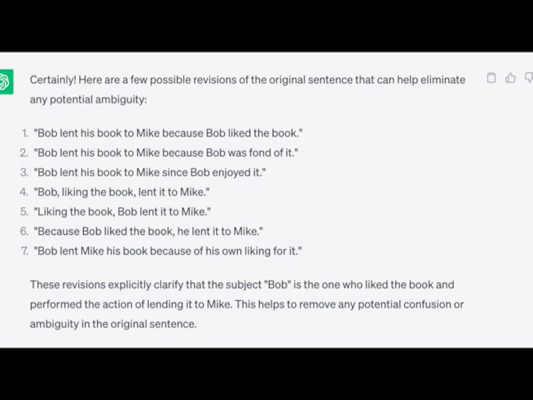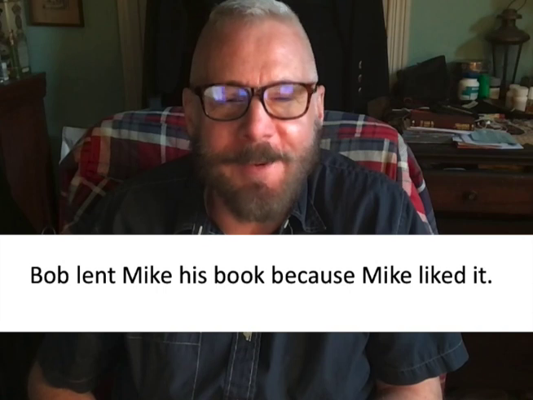Number 6, I think, is not a bad idea: because Bob liked the book, he lent it to Mike. I think that we have an introductory clause here, and then we have the main clause: he, subject, lent, verb, it, direct object, to Mike, indirect object. Number 7, Bob lent Mike his book because of his own liking for it. That seems super awkward.